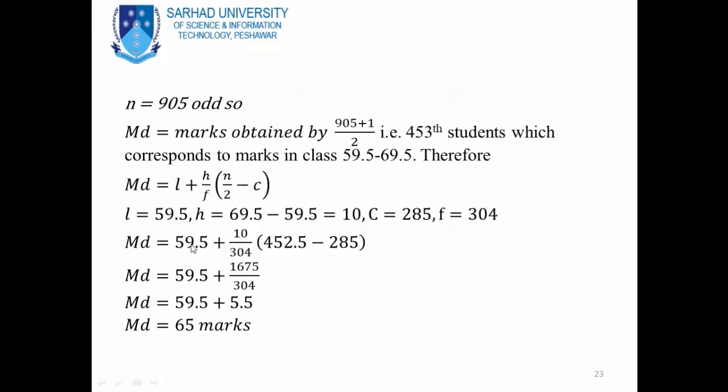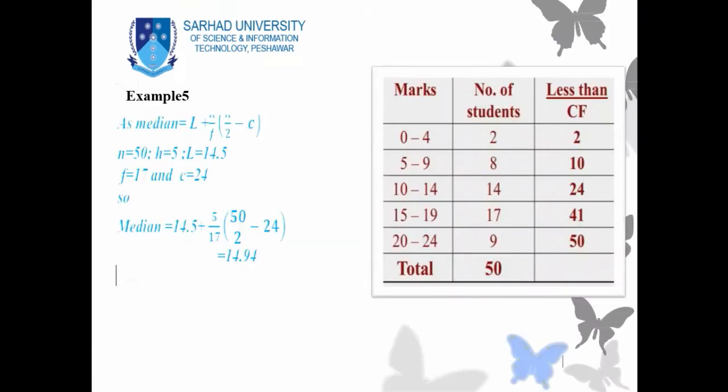Now putting all the values: the lower limit plus the step size, divided by the frequency, and the total n divided by 2, that is 905 divided by 2, which is 452.5, minus the cumulative frequency. After simplification we obtain the median, approximately 65. Now here is another example: marks of the students in the group form.